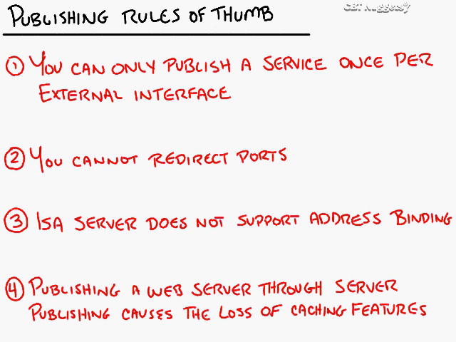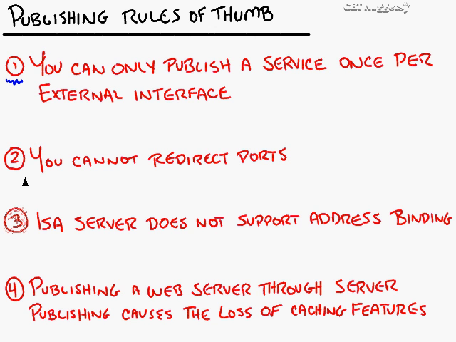Before we leave server publishing and get into the H323 Gatekeeper, let me give you my rules of thumb that I've created for server publishing. First thing is that you can only publish a server once per external interface, one time. For instance, if you have an external interface of 130.1.1.1 and you want to make a web server available, you can only do it on port 80 once per external interface, because if you have two web servers going to the same port 80, ISA server isn't going to be able to tell the difference as to which one they're requesting when an incoming request is received.